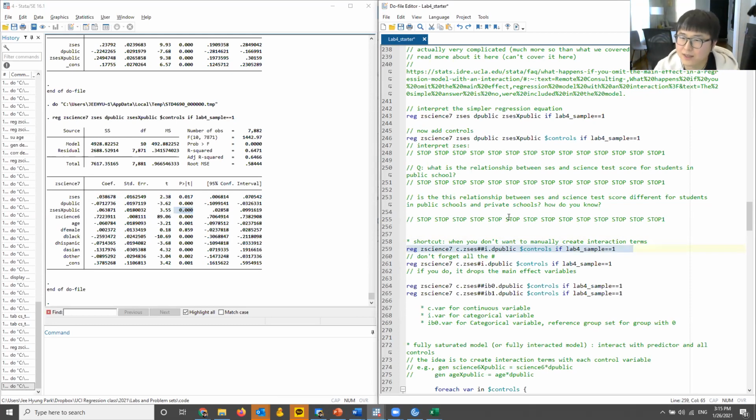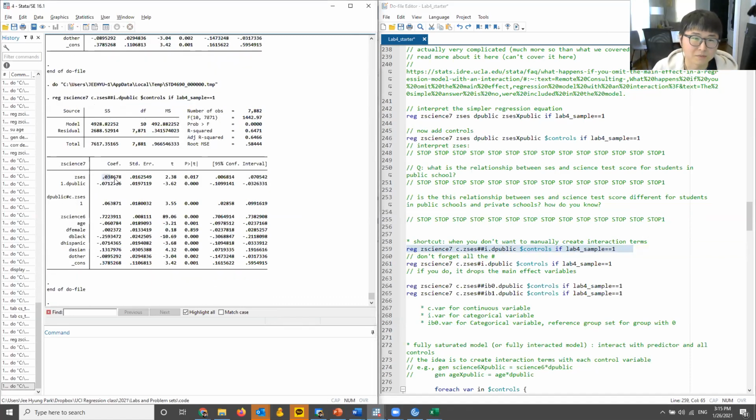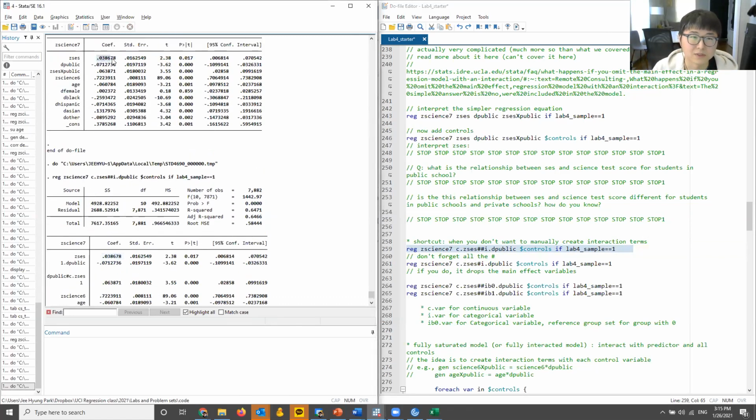A quick coding thing: if you don't want to manually create your interaction term, you can do this. You can regress your outcome on the two variables that you're using, dpublic and zses, and then put two hashtags in the middle. You have to say which one is continuous and which one is an indicator, a dummy variable. So this gives you the same thing. We can check 0.038, 0.038, and so forth. So this is the same code to get what you got up here. Okay.